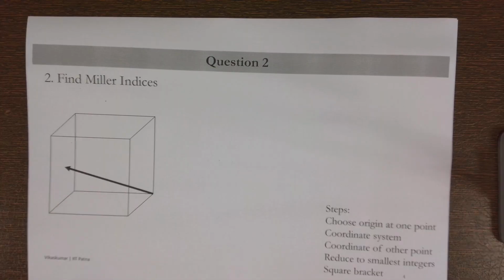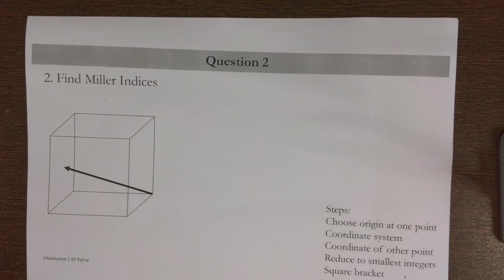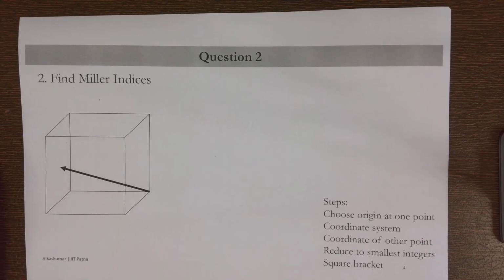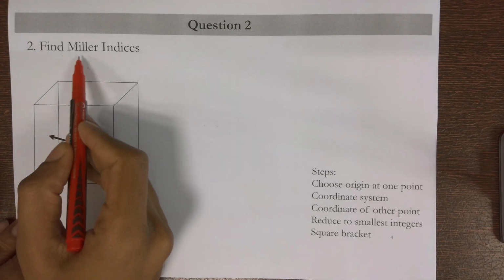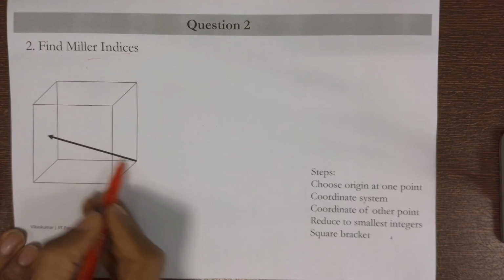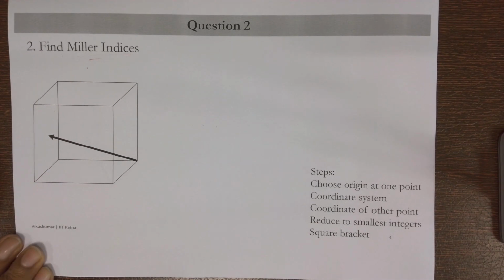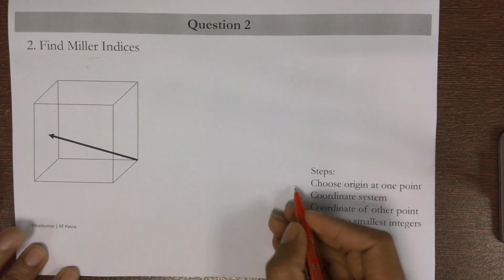Now let's go to the question. Question number 2. Here we will try to find the Miller indices. As per the question by Omkar, we have to clarify; slowly we will take up the Miller indices part now. Our question is that we have to find the Miller indices of a particular direction. The direction is given to us. There are a couple of steps we have to follow.